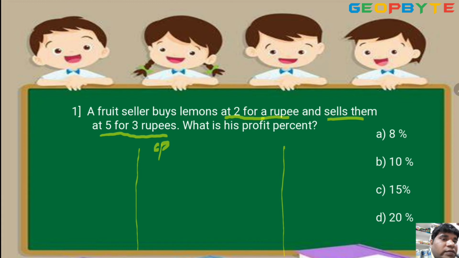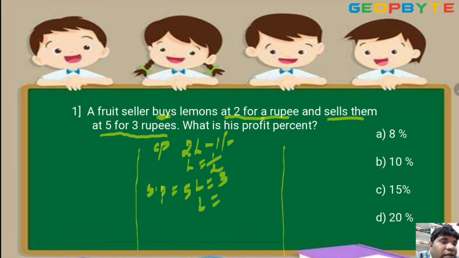Cost price. A fruit seller buys, buys means cost price, 2 for 1 rupee. 2 lemons for 1 rupee, so 1 lemon costs 1 by 2. Selling price of 5 lemons is 3 rupees, so 1 lemon selling price is 3 by 5. Cost price 1 by 2, selling price 3 by 5. Which is the biggest? We know easily 3 by 5 is the biggest.